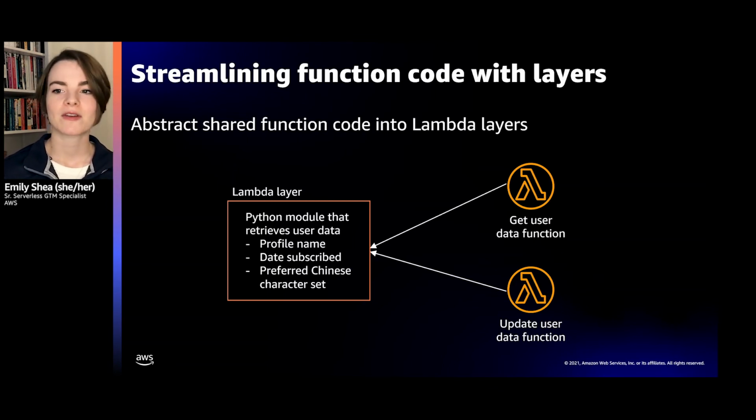So for example, I've got two different functions now that both need to retrieve user data, like the profile name and the date that the user was subscribed. So I've taken that Python module, I put it into a Lambda layer, and both of those functions reference it, and that Lambda layer is deployed up with both the functions. I found this to be a nice way to not have to duplicate code within functions, just be able to manage and test it once, and simplify my code base a little bit.